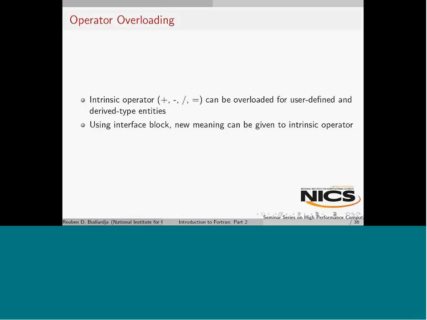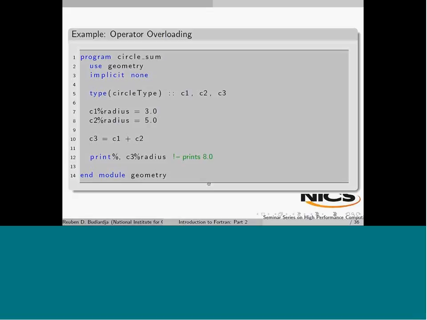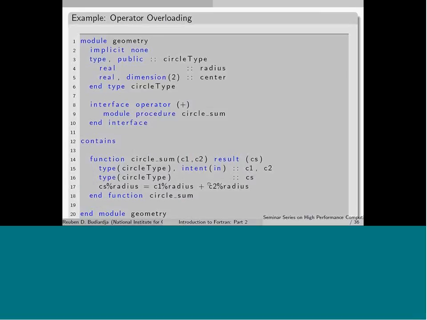The intrinsic operators in Fortran can also be overloaded. So here the intrinsic operators plus, minus, division, and assignment can be overloaded. As an example, I want to overload the intrinsic operator plus. I want to make a circle sum. So I say interface operator plus, circle sum, and I define my own way to do the sum of a circle. So let's just say I want the sum of a circle to be just the sum of its radius.